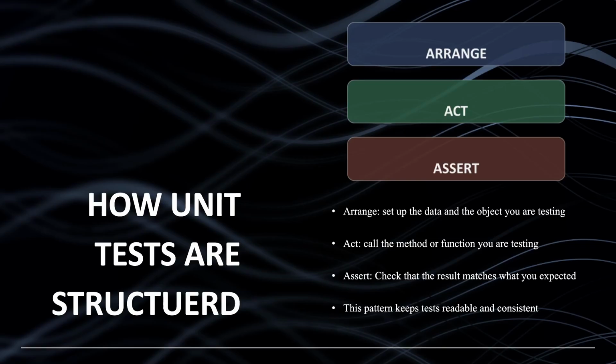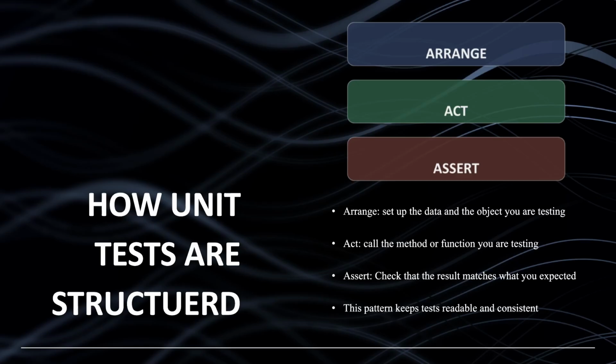So, how unit tests are structured. AAA. A very common way to structure unit tests is the AAA pattern: Arrange, Act, Assert. Arrange means you set up everything you need for the test, your objects, inputs, and any test data. Act means you call the method you're testing. This is the single action that produces the behavior you want to verify. Assert means you check the result. You compare what actually happened to what you expected to happen.